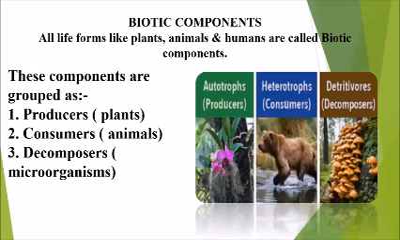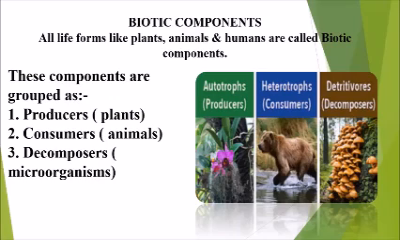Now students, we will understand the biotic components. All life forms like plants, animals and humans are called biotic components. So these components are grouped as number one, producers, number two, consumers, number three, decomposers. Producers contain all the plants, consumers contain all the animals, and decomposers are the microorganisms.